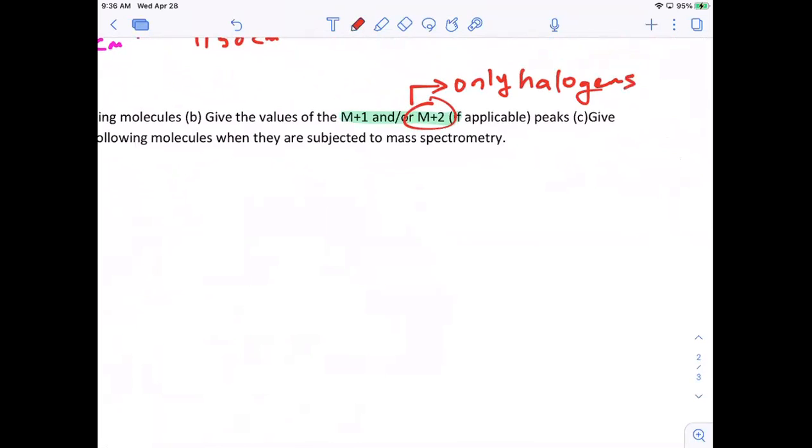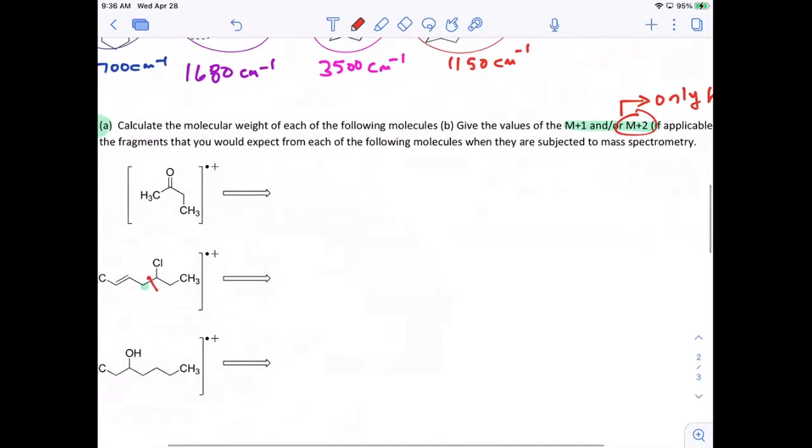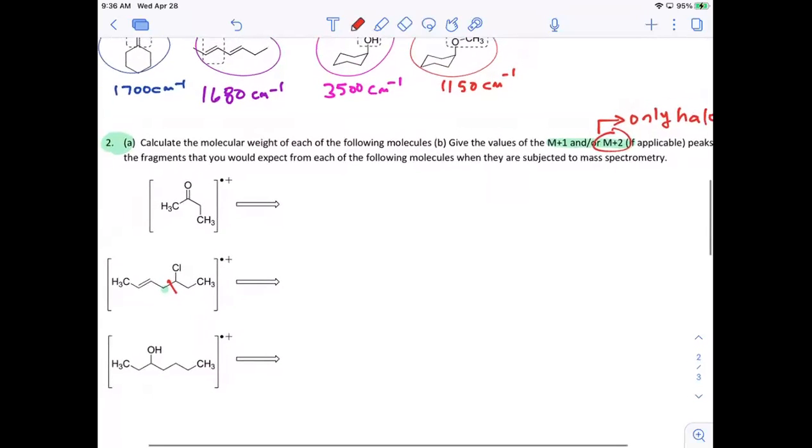So if you have a halogen present, you're going to get an M+1 peak as well as an M+2 peak. Again, dealing with the halogen isotopes that are naturally available. So whatever the molecular weight for that compound is in the second example, you're going to get an M+1 for that and an M+2 because of that chlorine.